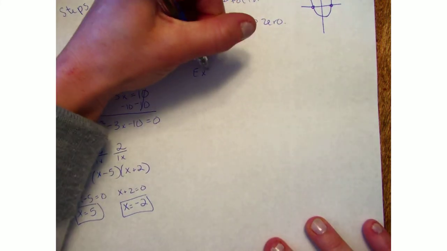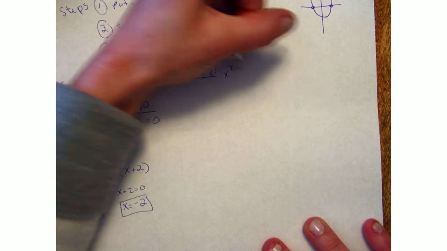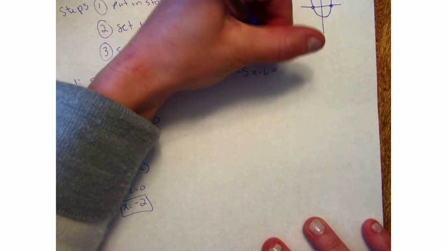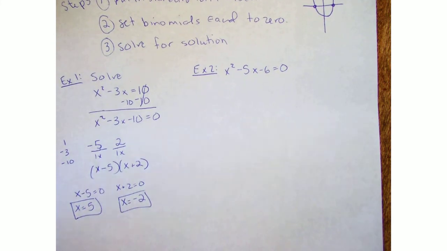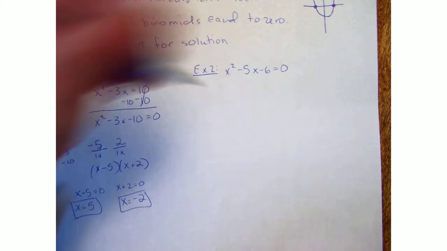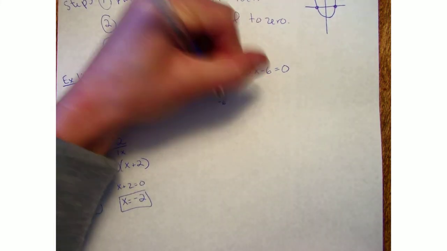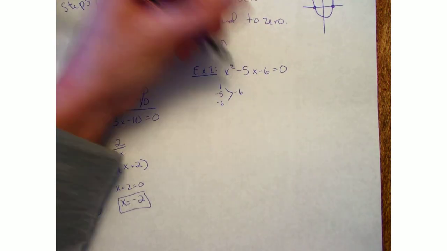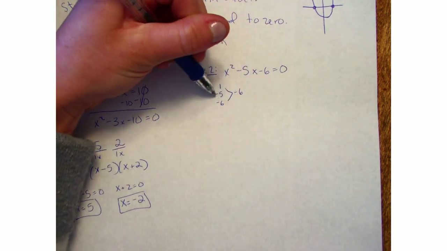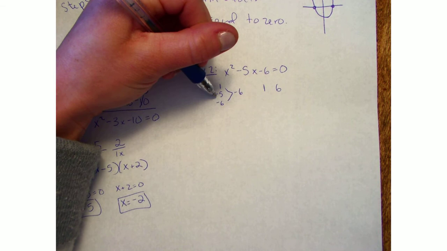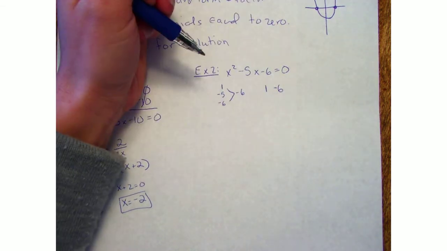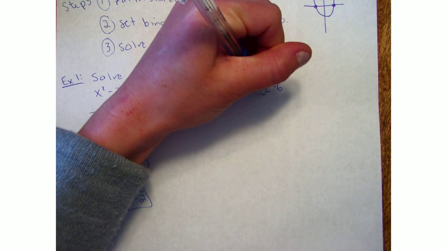Let's try another one. So we have x squared minus 5x minus 6 equals 0. The first step is to put it in standard form. That is in standard form because everything is on the same side of the equal sign. So we list it vertically. 1, -5, -6. What two numbers give me -6, but add and give me -5? 1 and 6 are popping into my brain. But remember, I need a -5, so therefore the 6 has to be negative. Throw it under 1x and 1x, and I get x plus 1, x minus 6.